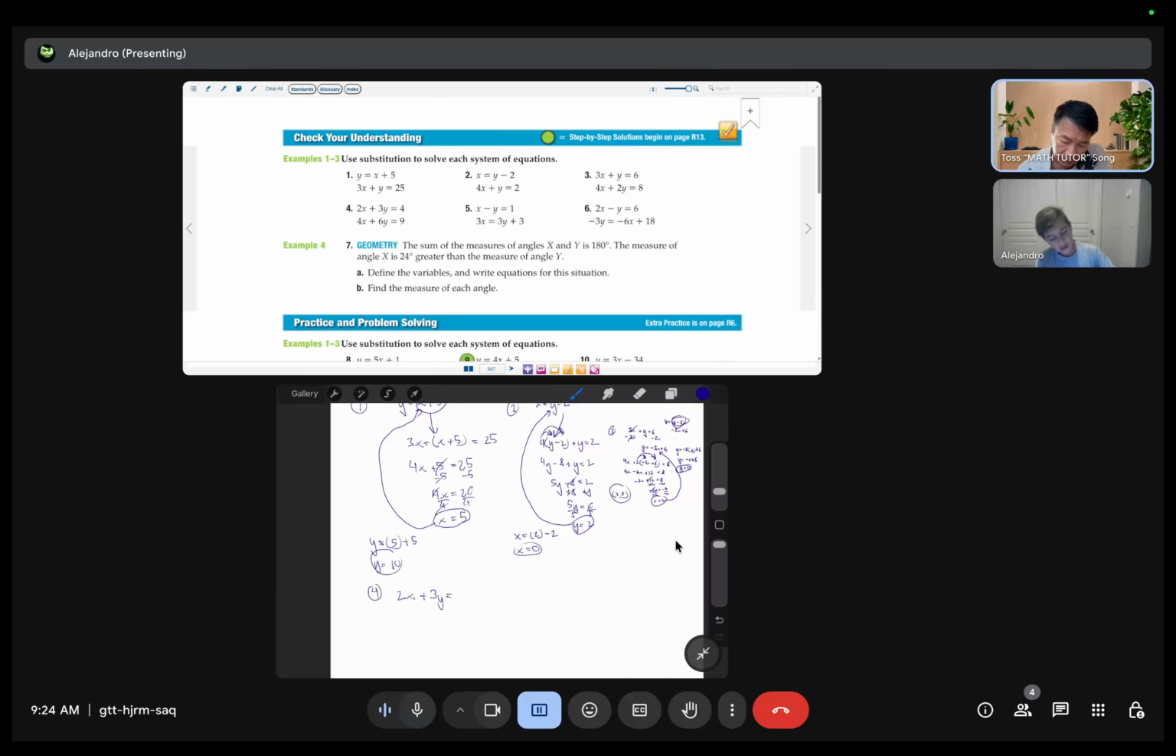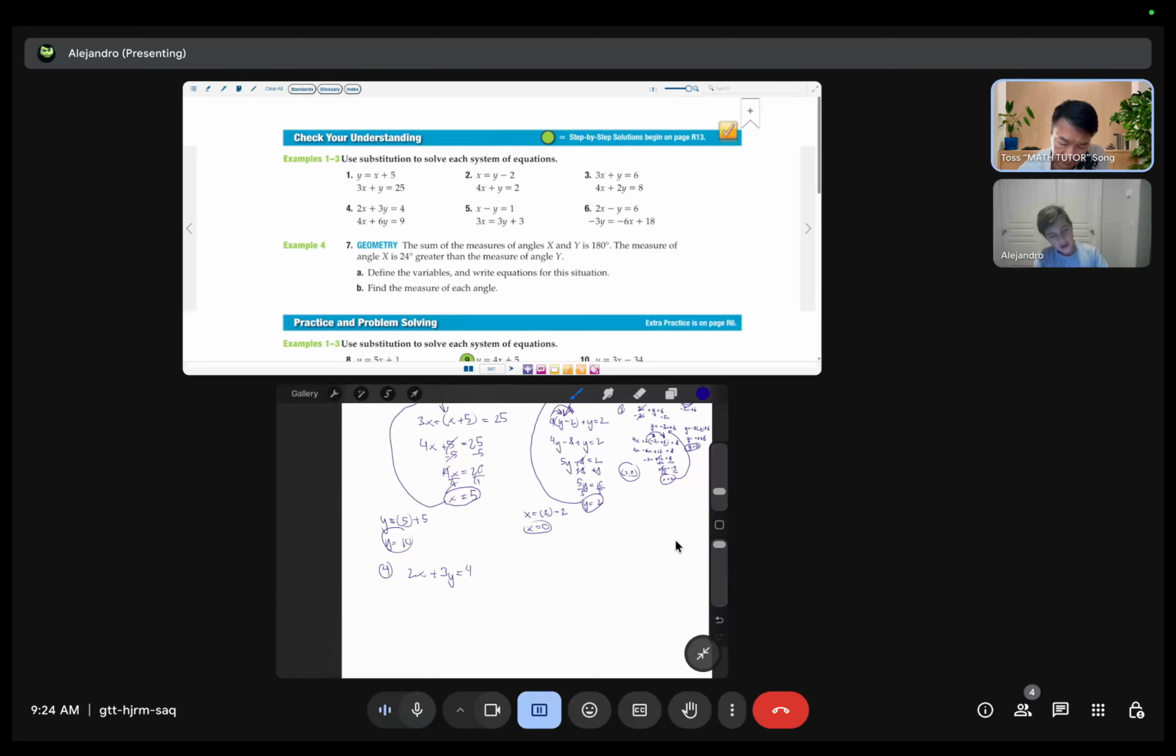Equals 4. So I'll copy the first equation and solve for x. Subtract both sides by 3y. Okay, check this out. I'm about to do something that may look strange, but it's not a big deal. So subtract both sides by 3y. 2x is left by itself.